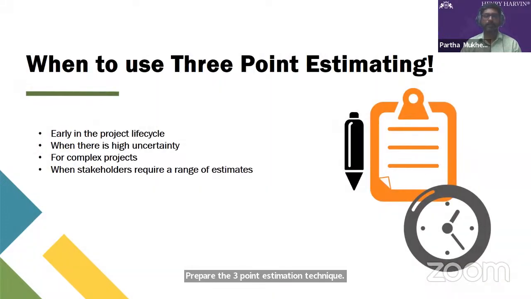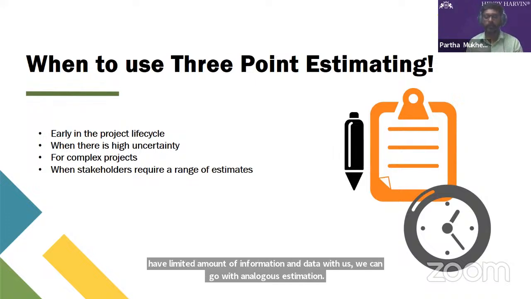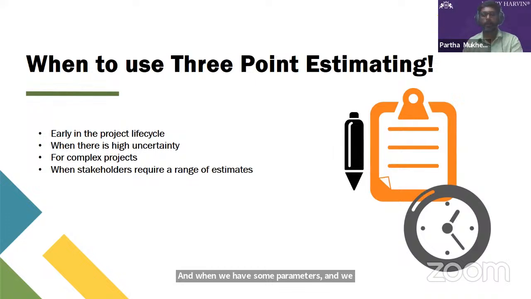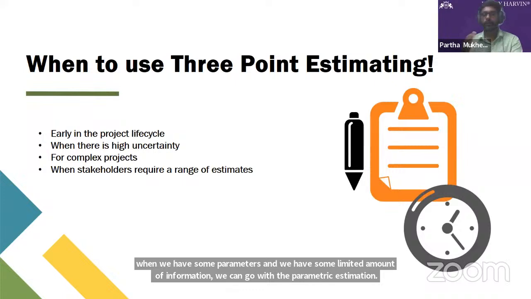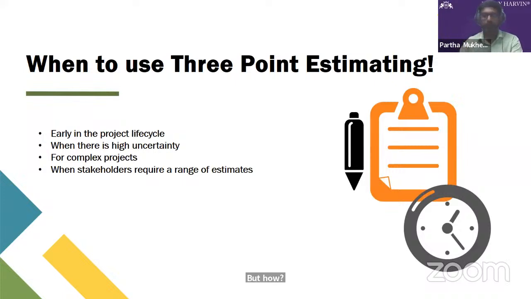But the thing is, when can you prepare that? We have seen that when we have total information about the project, we can go with bottom-up estimation. When we have a limited amount of information and data, we can go with analogous estimation. And when we have some parameters and some limited information, we can go with parametric estimation. But when should we come up with the 3-point estimation technique?